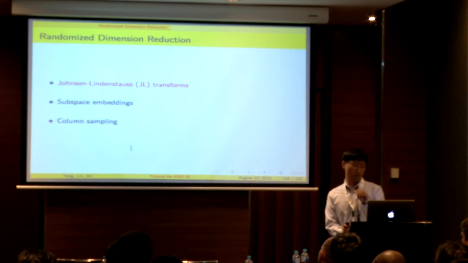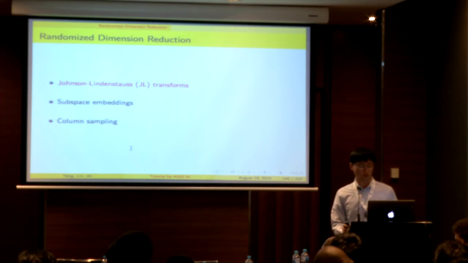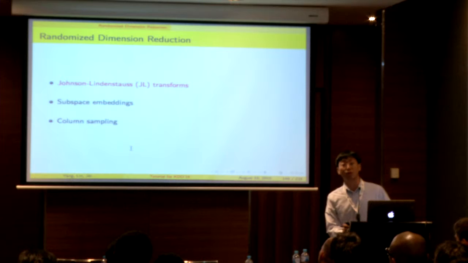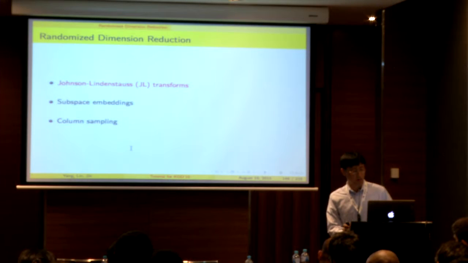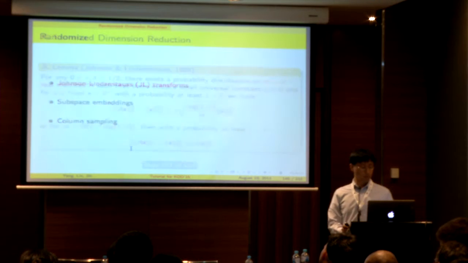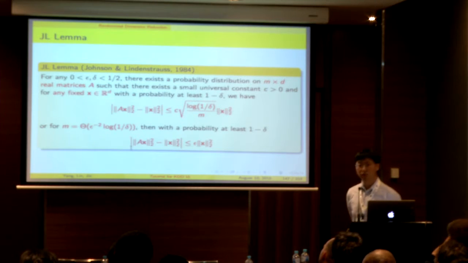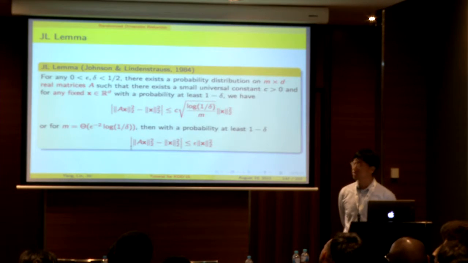The first is the Johnson-Lindenstrauss transform, and second I will try to generalize that to subspace embeddings, and finally talk about another randomized dimension reduction approach, which is called column sampling in the literature. Okay, so I want to start with a very famous lemma called the Johnson-Lindenstrauss lemma, or JL lemma.